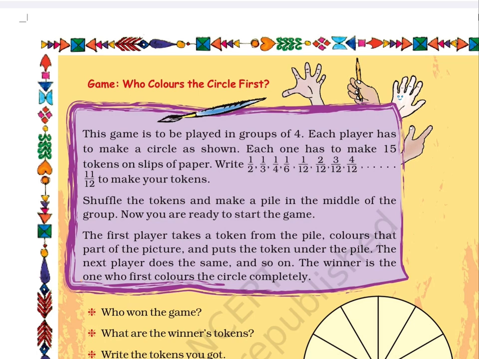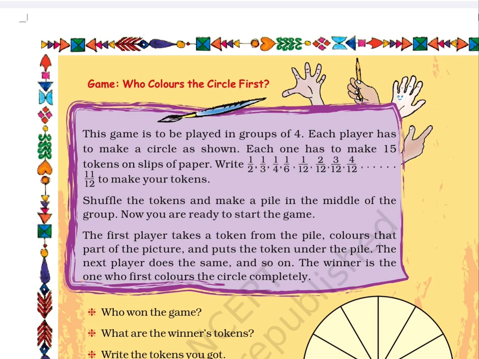This game is to be played in groups of 4. Each player has to make a circle as shown. Each one has to make 15 tokens on slips of paper. Write 1 by 2, 1 by 3, 1 by 4, 1 by 6, 1 by 12, 2 by 12, 3 by 12, 4 by 12, etc. till 11 by 12 to make your tokens. Shuffle the tokens and make a pile in the middle of the group. Now you are ready to start the game.